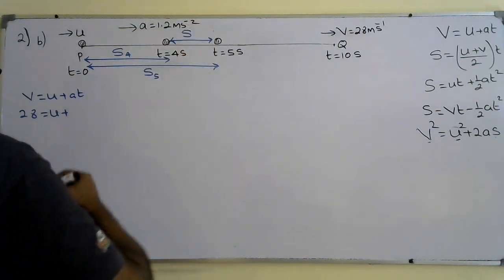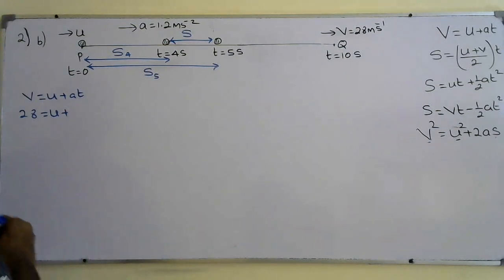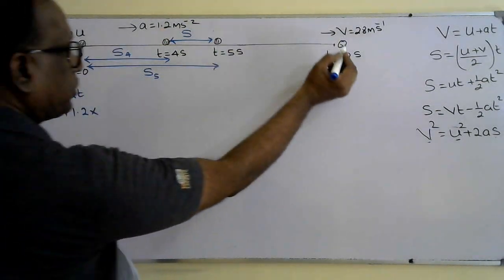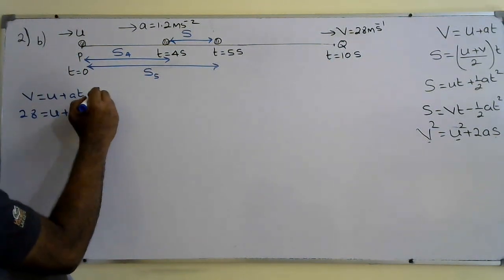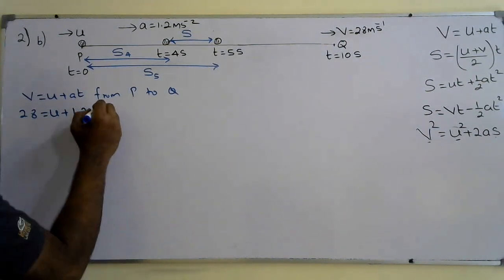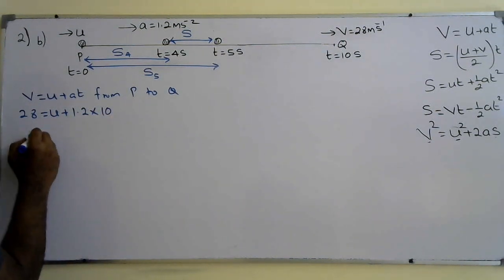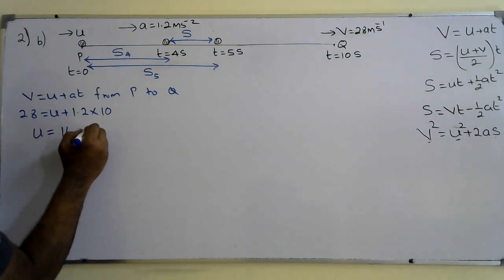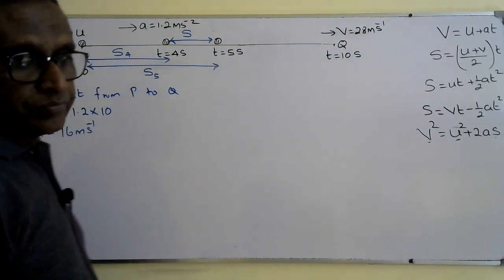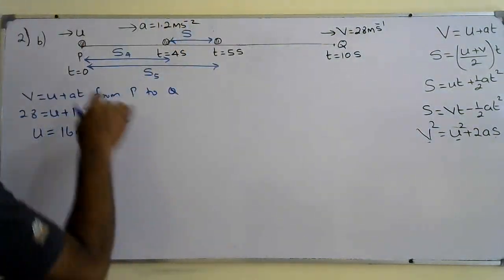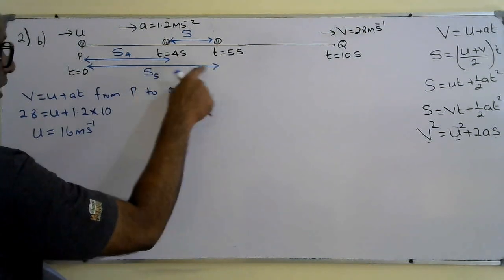So acceleration 1.2 into the time duration from P to Q. If I consider the motion from P to Q, that is 10 seconds. Solve it and find the u, that is 28 minus 12, 16 meter per second. So I know the u, right? So we'll find the displacement during the first 4 seconds and the first 5 seconds, then subtract.